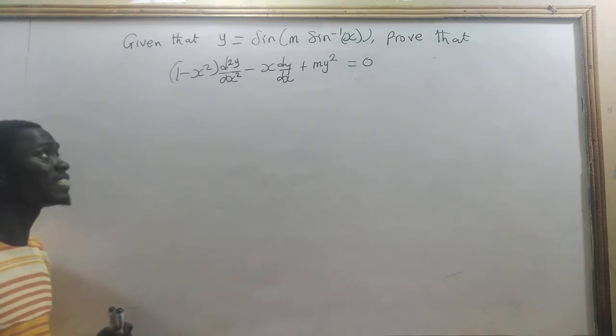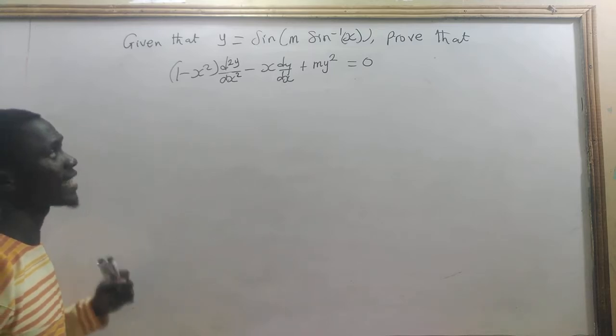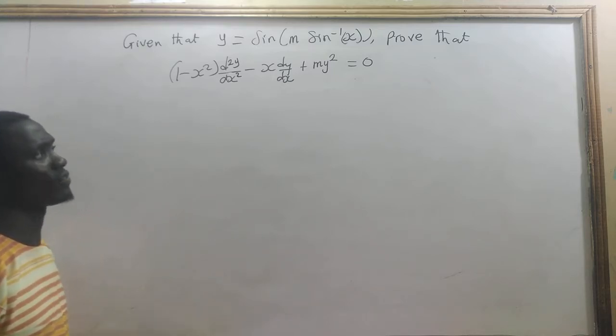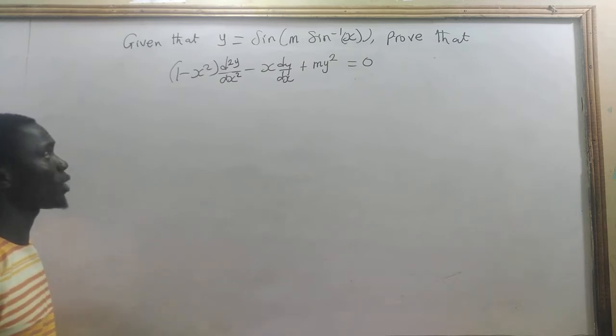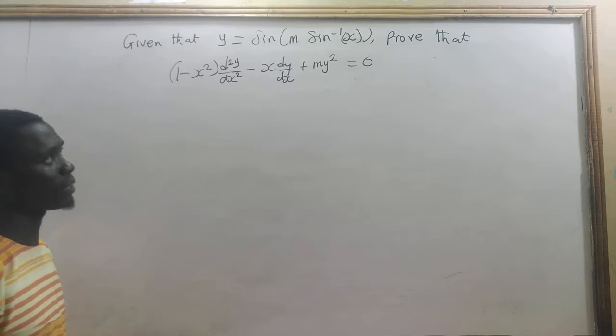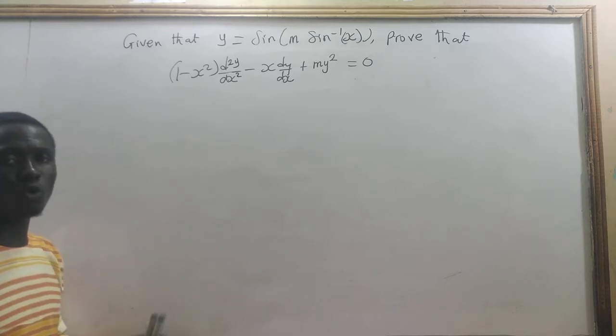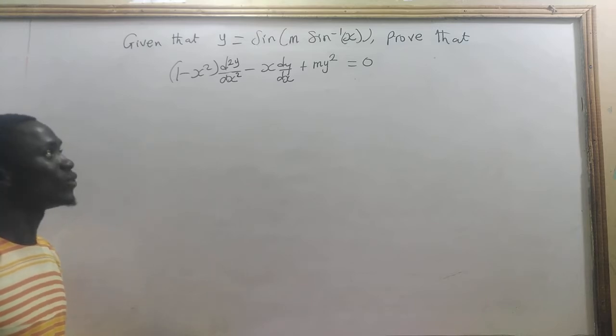In this video, we are given that y equal to sine of m times the inverse sine of x. We have to prove that (1 minus x squared) times the second derivative of y with respect to x squared, minus x dy dx, plus m squared y equal to 0. Very simple as that. So here, how do we go about this question?